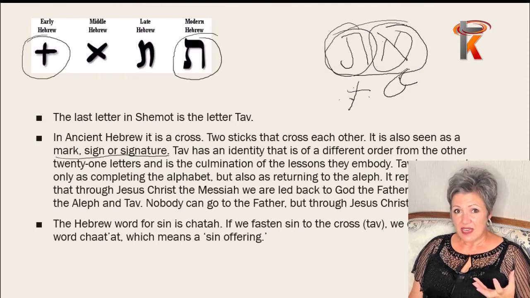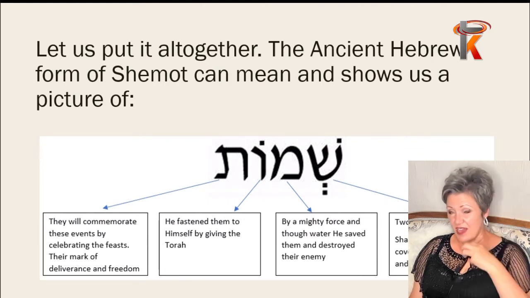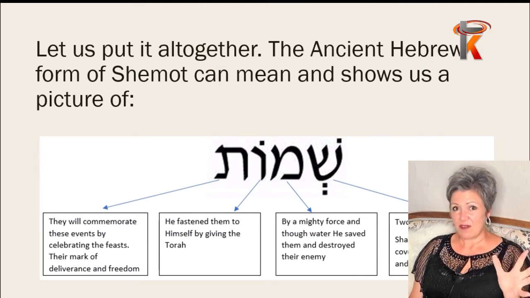This is what's actually the prophetic meaning of the Hebrew letters. The Hebrew word for sin is chata. If we fasten sin to the cross, the Tav, and put it in that word, we derive the word chatat, which means a sin offering. Isn't it good? Christ took our sin upon him and he became the sin offering.